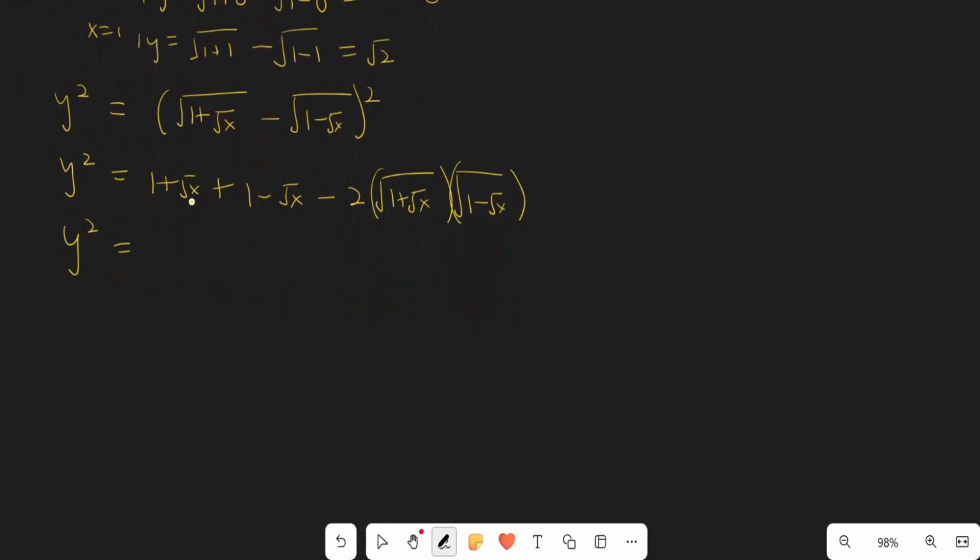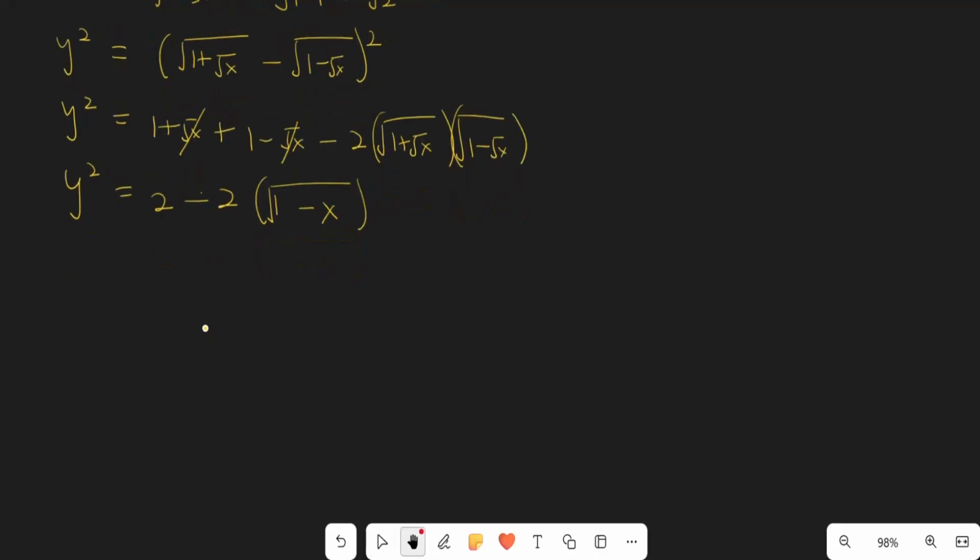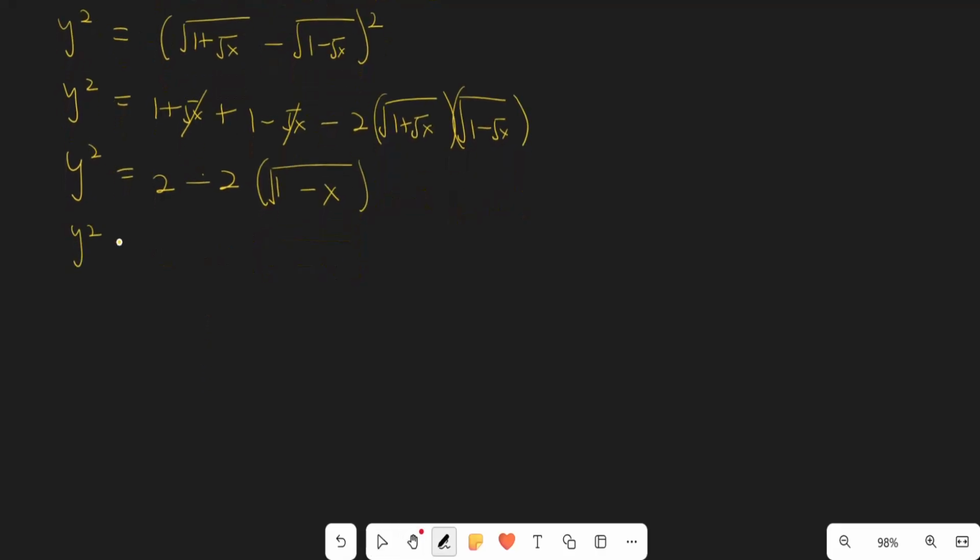So y squared is equal to, this cancels that, 1 plus 1 is 2, minus 2 into, we are multiplying these guys and they are a difference of 2 squares. So that is just the square of the first one, which is 1, minus the square of the second one. The square of root x is x. Then this one is under the square root. Mustn't forget. So y squared is going to be what really?